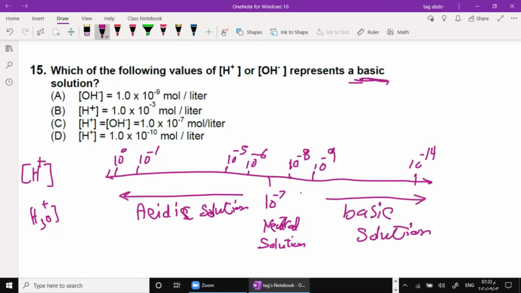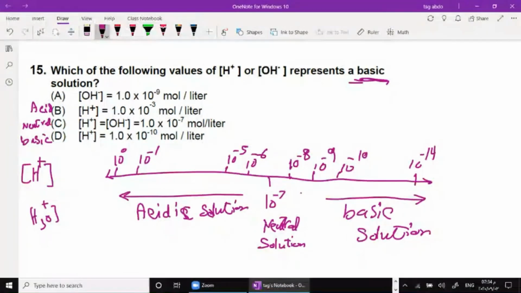Of course, here, look at these values. H plus equal 10 to the minus 3, this is acid. H plus equal 10 to the minus 7, this is neutral. H plus equal 10 to the minus 10, it's here in this area, so this is a basic solution.